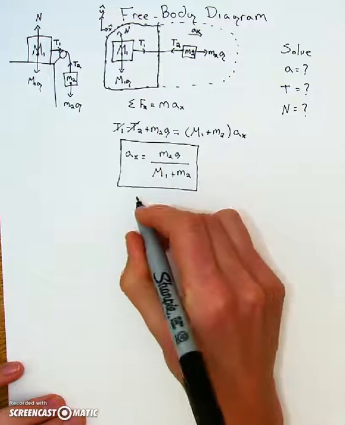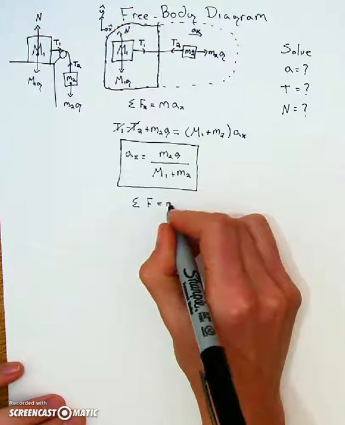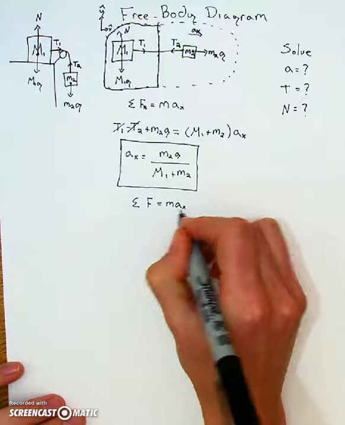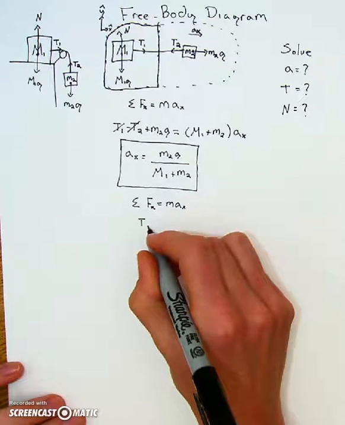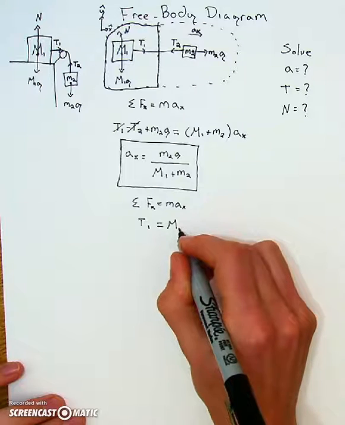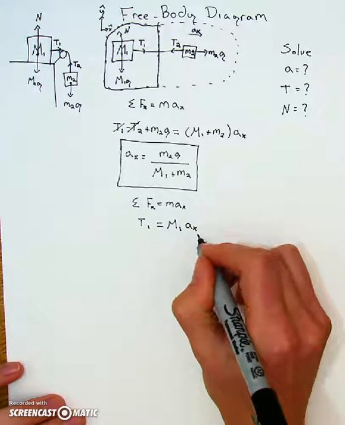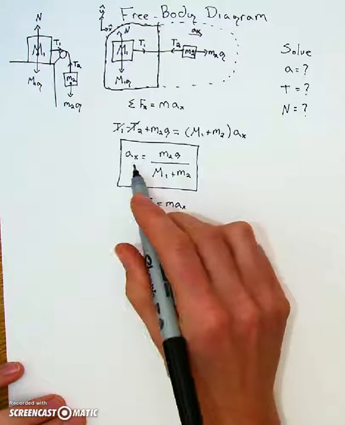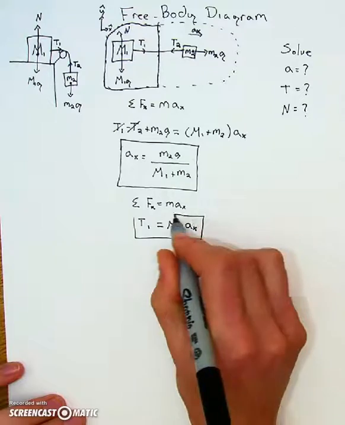Okay, so we got to go back and do the sum of the forces. This is moving, equals MA. We're doing the x direction. All our forces is just a positive T1. All our masses in that system is just big M1 times ax. Right, and we already solved for acceleration from the previous problem. And there you have it.